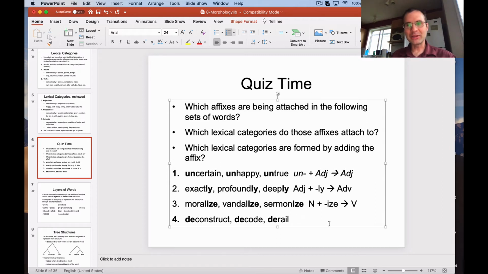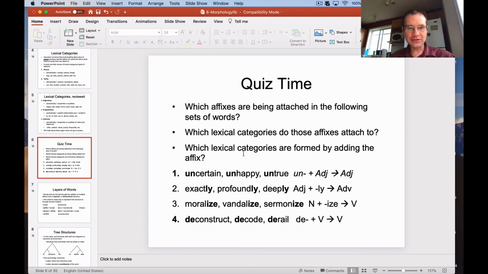When you decode something, you kind of undo the code, right? To figure out what the original means without the code obfuscating it. So this one might not be quite as easy to see, but you are adding "de" to a verb to get another verb. You can construct something, you can deconstruct something, like take it apart, that sort of thing. So I'll leave it at that. But this is basically how you answer these questions, right?